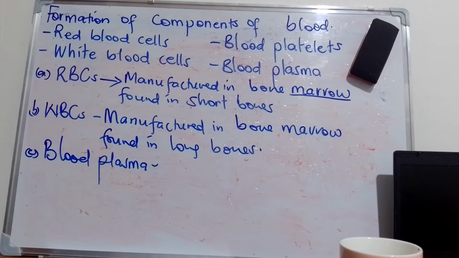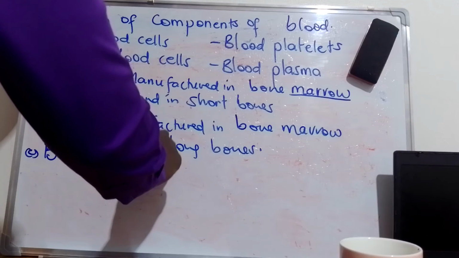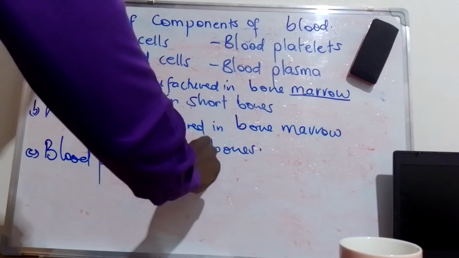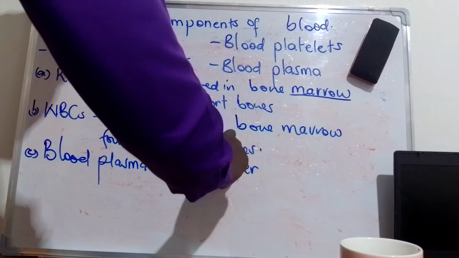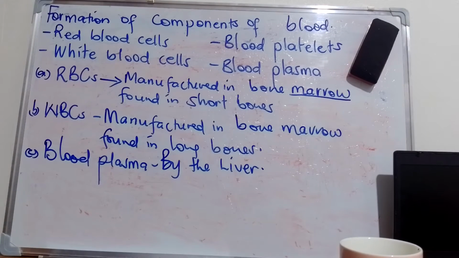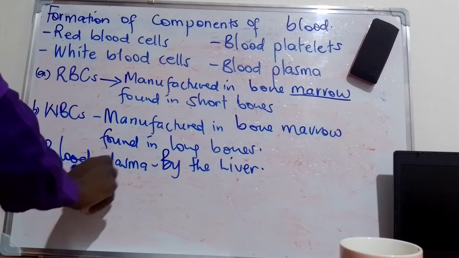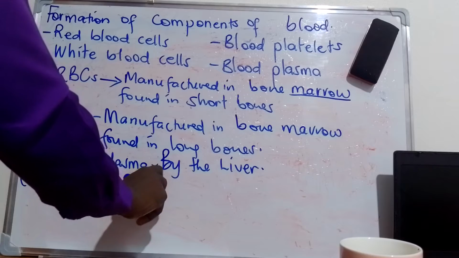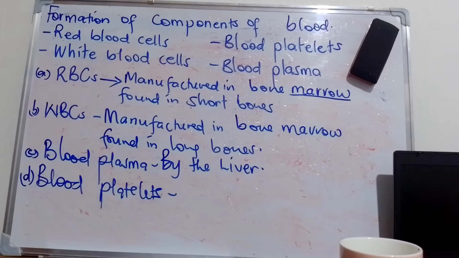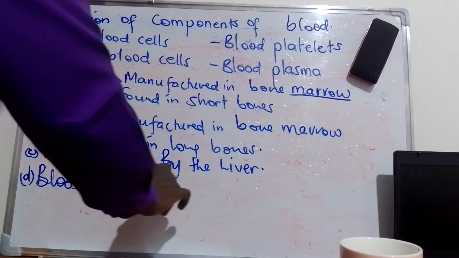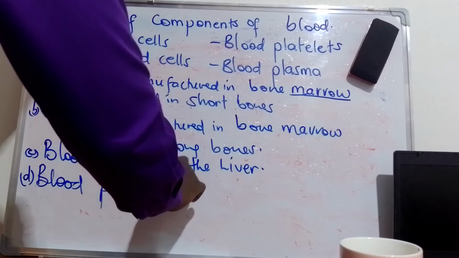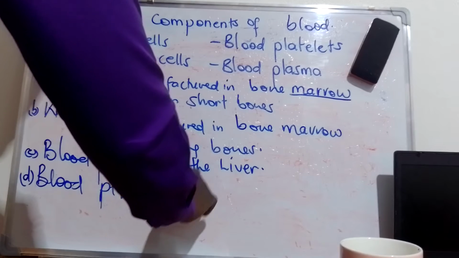Blood plasma is manufactured by the liver, the largest organ inside the body of an organism. And D. Having blood platelets. Blood platelets are manufactured in the same position as white blood cells. Blood platelets are manufactured by bone marrow.